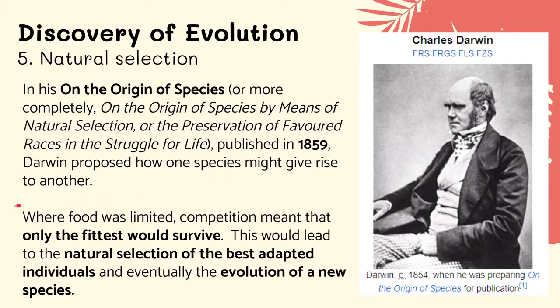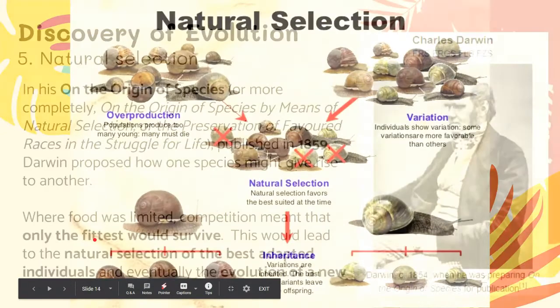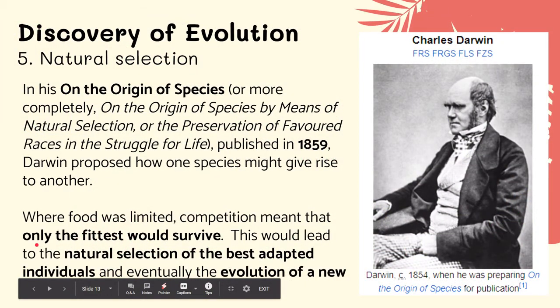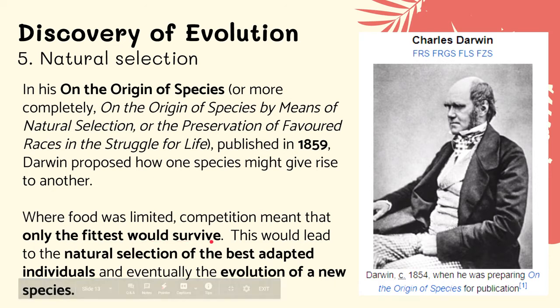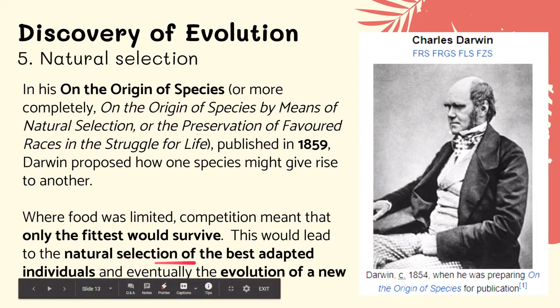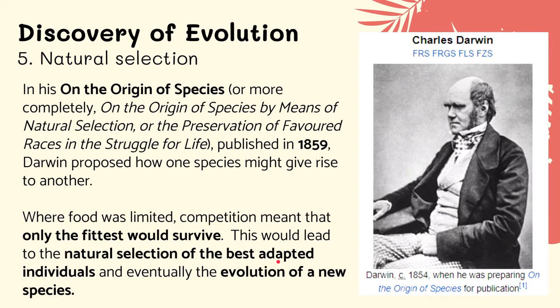This was the essence of his work, okay, the essence of natural selection. Where food was limited, competition meant that only the fittest would survive. Okay? Not the strongest, not the biggest, but only the fittest would survive in that environment. This will lead to the natural selection of the best adapted individuals. So naturally selected are those who can adapt to that competition, and only those who can adapt can reproduce and pass on their traits, which will eventually cause the evolution of a new species.